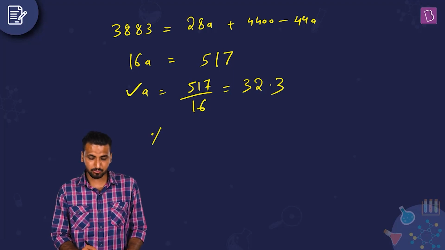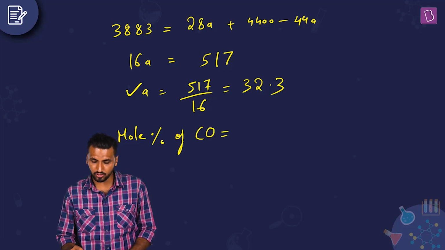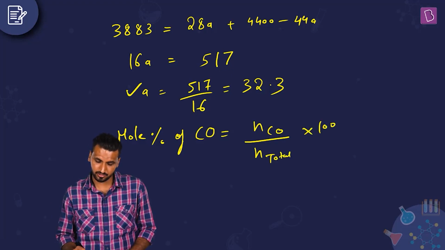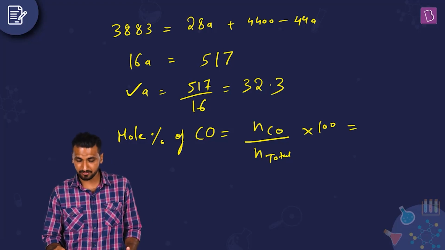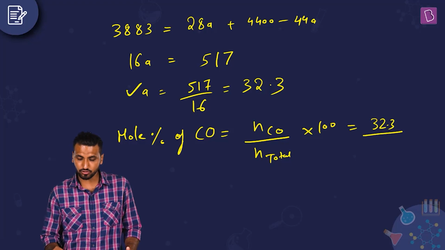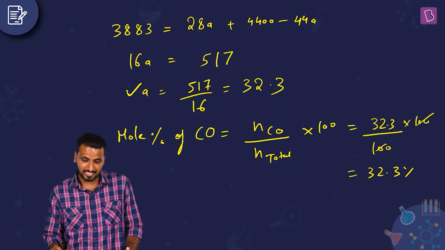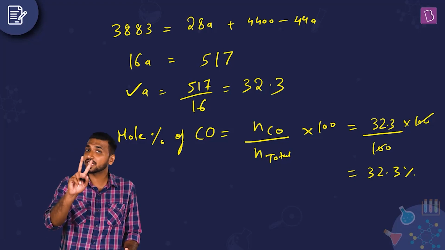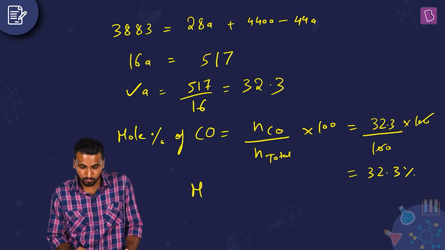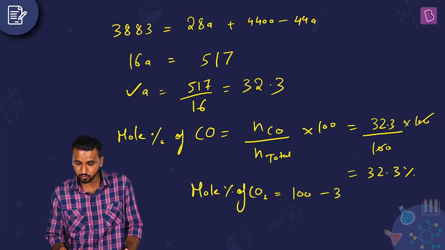If you need to calculate the mole percentage of carbon monoxide, it will be moles of carbon monoxide upon total moles of the mixture into 100. Moles of carbon monoxide is A, right? And the value of A is 32.3 upon total moles 100 into 100. So the answer is 32.3%. If mole percentage of CO is 32.3% and there are only two gases present in the mixture, can I say mole percent of CO2 will be 100 minus 32.3?